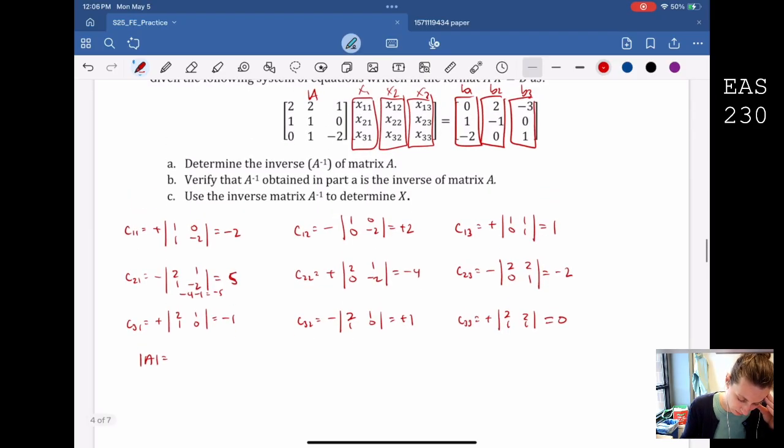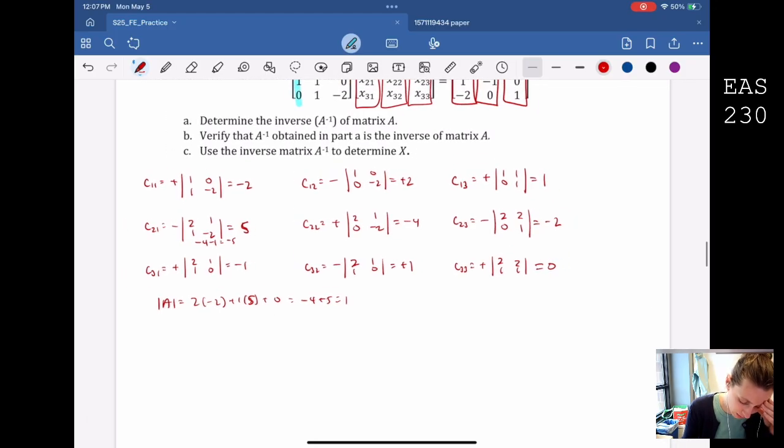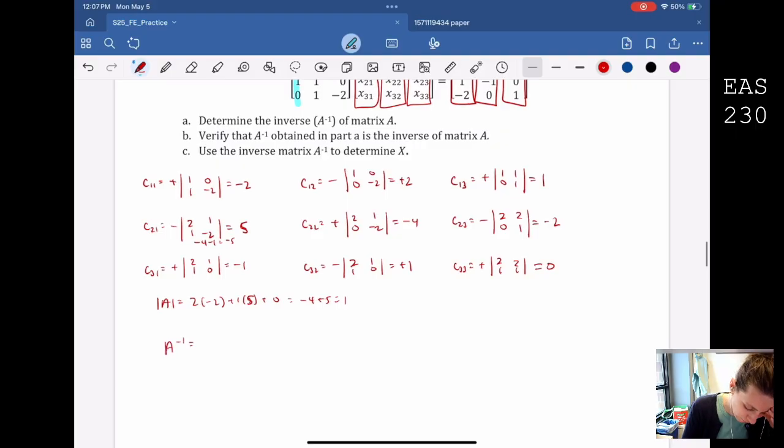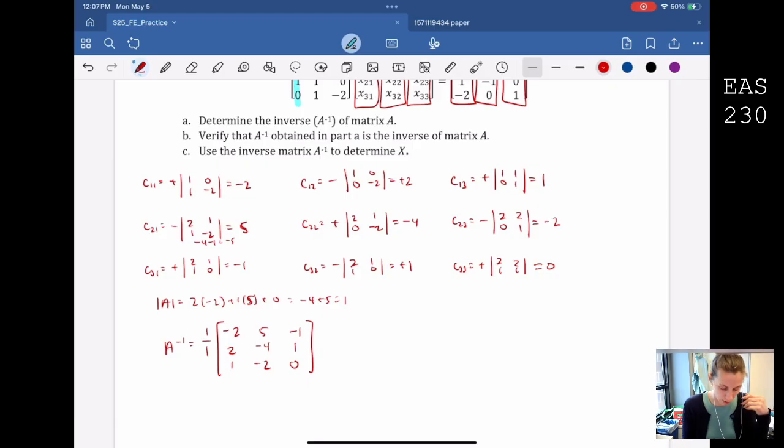So I can use any row, any column. I will use column 1. So 2 times negative 2 plus 1 times 5 plus 0 gives me negative 4 plus 5, or 1. Such a convenient determinant, which means A inverse is just 1 over 1 times the cofactors transposed. So negative 2, 2, and 1 is my first row, so that's my first column. 5, negative 4, negative 2 is my second row, so that's my second column. Negative 1, 1, 0, third column. There's A inverse. We determined the inverse of my matrix.